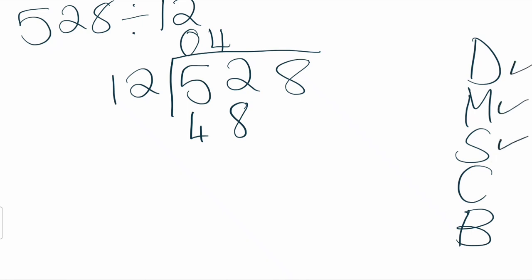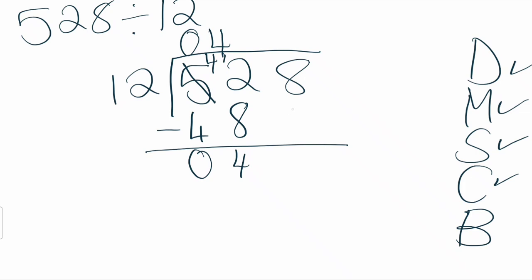Next, we'll subtract 48 from 52, which will give us, let's calculate. 2 minus 8, you cannot, you borrow from the 5. 4. Then you'll say 12 minus 8, which will give us 4. Then you're going to say 4 minus 4 is equal to 0. Now you're going to check if 12 goes into 4, which does not go. And is there any number to bring down? Yes, there is. We're going to bring down the 8.